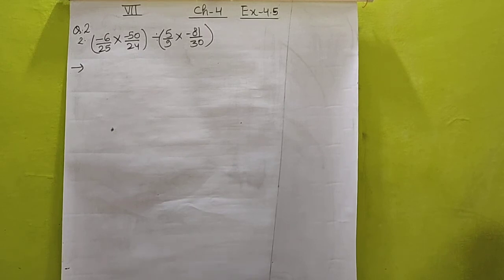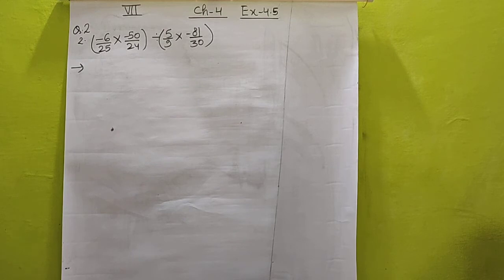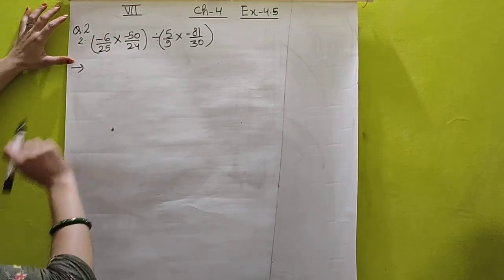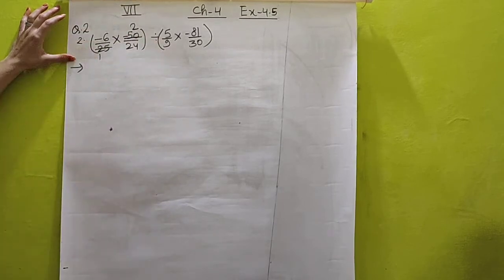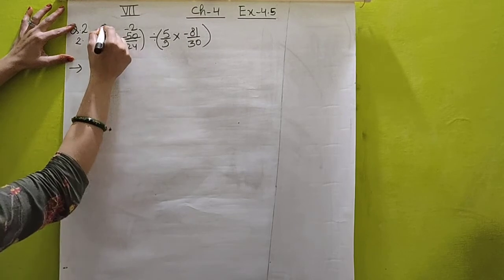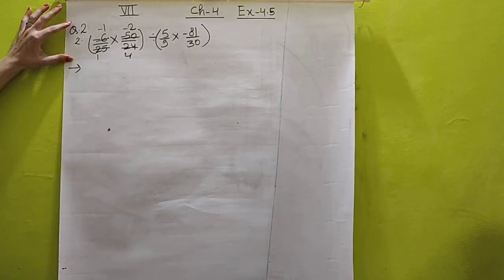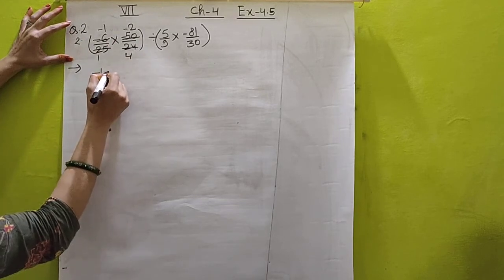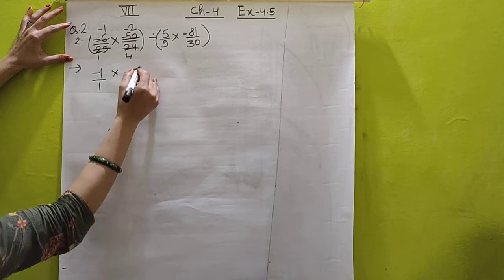Students, in this second part, two brackets are given. So first of all, I will solve these two brackets. So here, students, again I will use cutting method. 25 ones are 25, 25 twos are 50 and minus sign will come as it is. Now 6 ones are 6, 6 fours are 24, then again minus sign will come as it is. Now, students, minus 1 multiply minus 2, downside 1 multiply by 4.